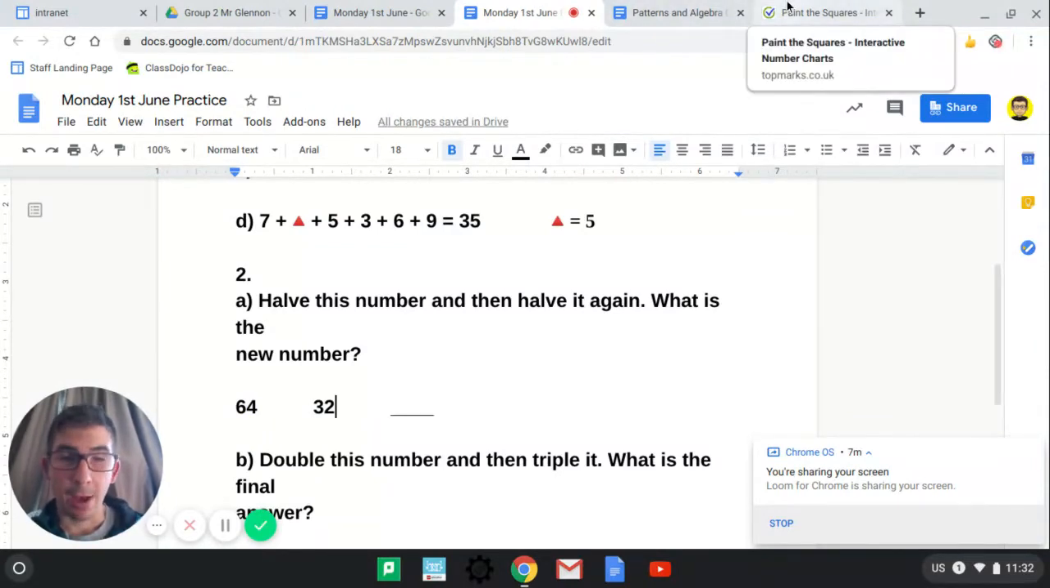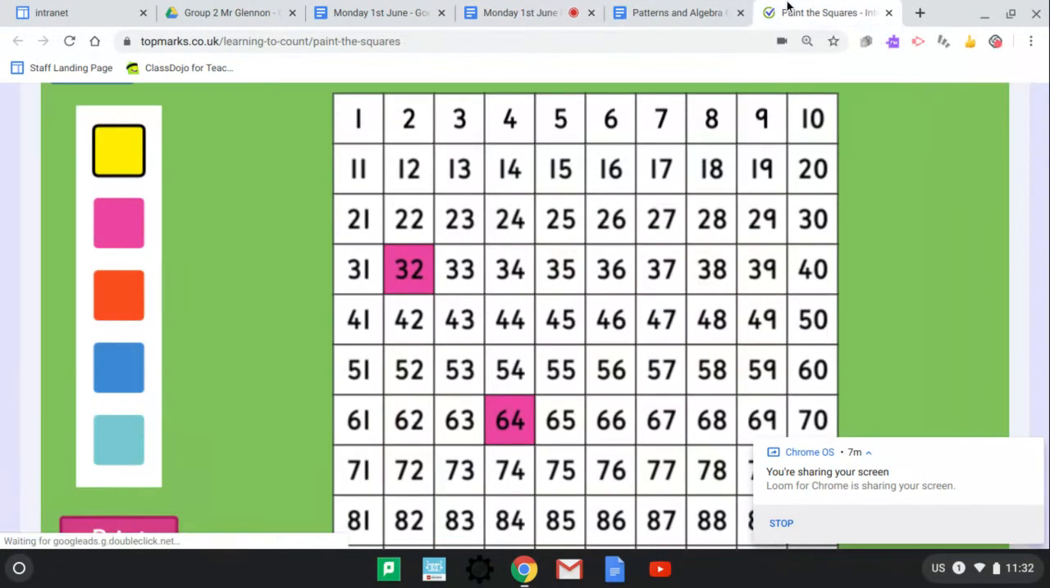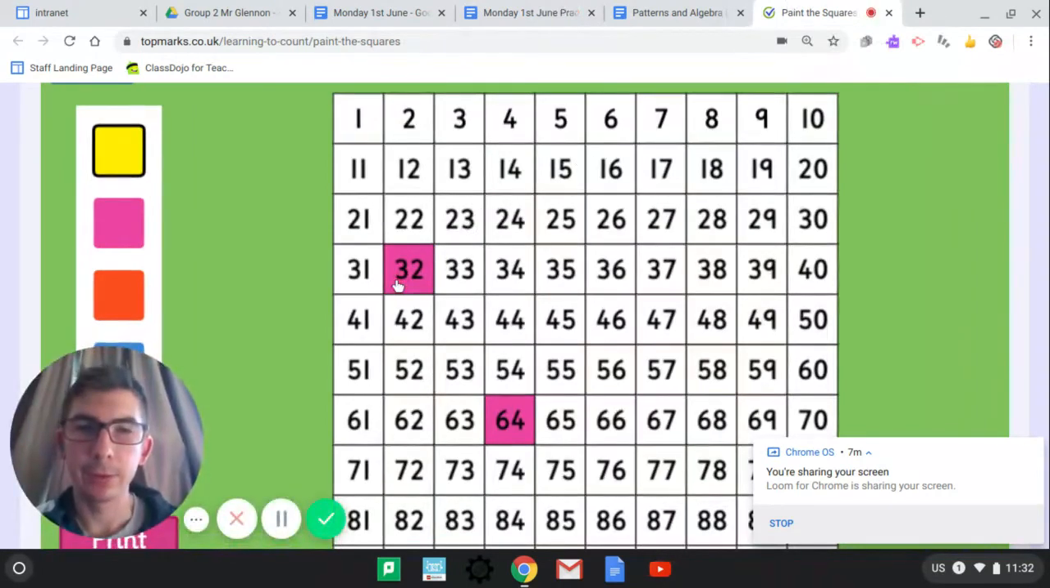Then I'm halving that again. 32 halved. So you're dividing that by 2 again. I know 32 is made up of 30 and 2. So half of 30 is 15, and half of 2 is 1. So 15 add 1 is 16.